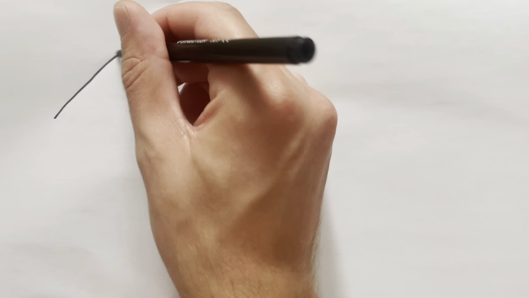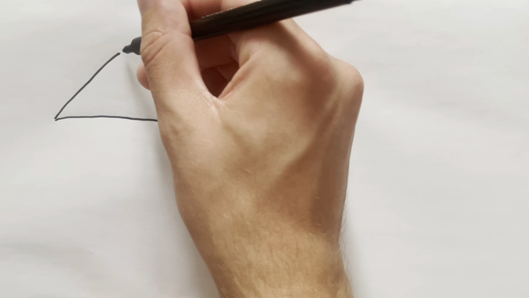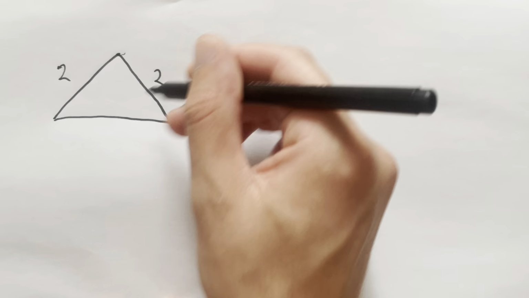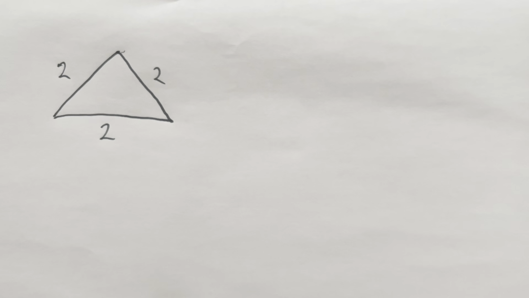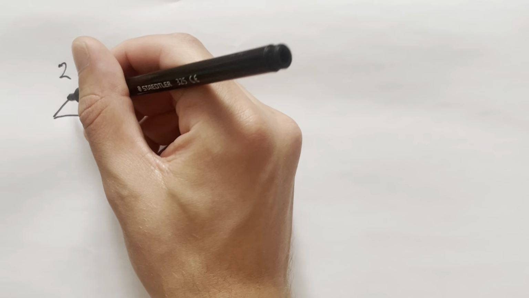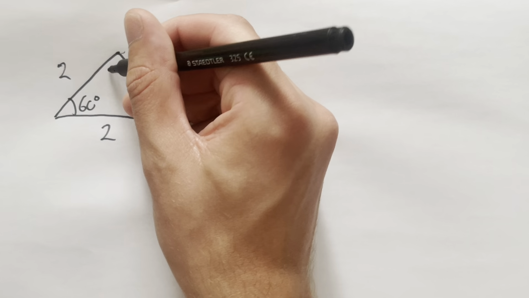Now the first triangle we're going to use is an equilateral triangle, and we'll draw this equilateral triangle out. And we're going to say that this equilateral triangle has sides of 2. Of course, it's an equilateral triangle, so all of those sides are the same. Now also, because it's an equilateral triangle, we know what all of those angles are. We know that they're all 60 degrees.